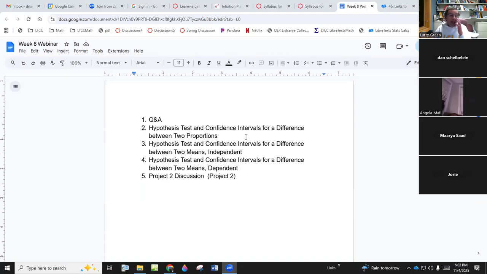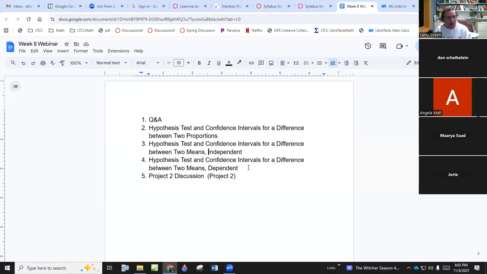So we'll start out with a hypothesis test and confidence intervals for the difference between two proportions. Then after that, we're going to do a hypothesis test and confidence intervals for the difference between two means when the data are independent of each other. I'll explain more on what that means when we get to it. And then we'll also get into a hypothesis test and confidence intervals for the difference of two means when the data are dependent. So again, the three main types, and they come up a lot, all three of them. So it's very important that we get this down.